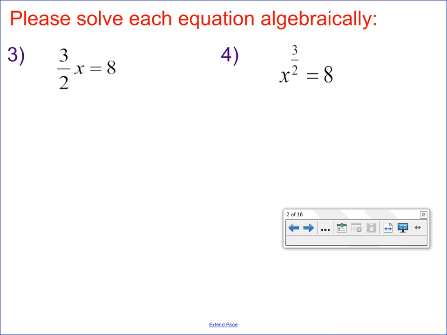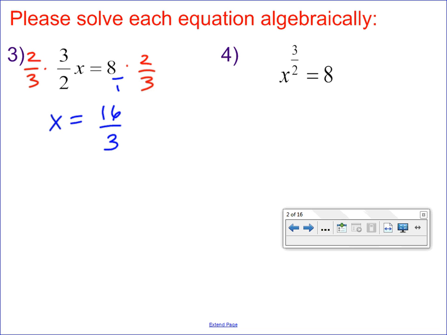3/2 x equals 8 is very different than x to the 3/2 equals 8. Again, we're trying to use the same numbers, but rearrange them to get at the difference between my inverse operations by solving steps. So here we go. I can get rid of that fractional multiplier if I multiply both sides by the reciprocal. Remember, dividing by 3/2 is the same as multiplying by 2/3. And so the best first step, in fact, the only step needed to solve this one, is to multiply both sides by 2/3. Then I get x alone. And I'll get 8/1 times 2/3 would be 16/3.